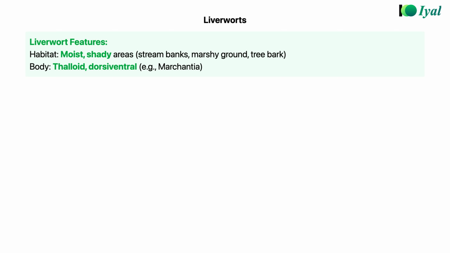Liverworts typically grow in moist, shady habitats. You'll find them on banks of streams, on marshy ground, in damp soil, on the bark of trees, and deep in woods. The plant body of a liverwort is thalloid, meaning it's a simple flat structure, and it's dorsiventral, meaning it has distinct upper and lower surfaces that are different from each other. Marchantia is a classic example. The thallus is closely pressed against the substrate.